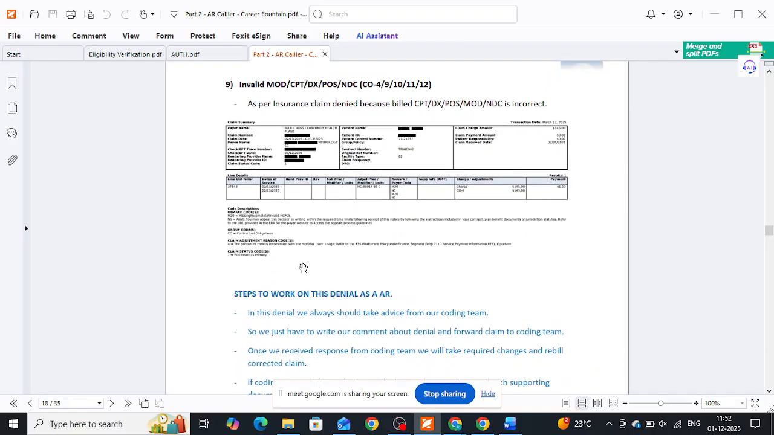If any interviewer asks what you are going to do if you receive a denial as invalid CPT, invalid modifier, invalid DX, just simply tell them that as an AR, we write our comment and forward it to our coding team for suggestion. That's it.